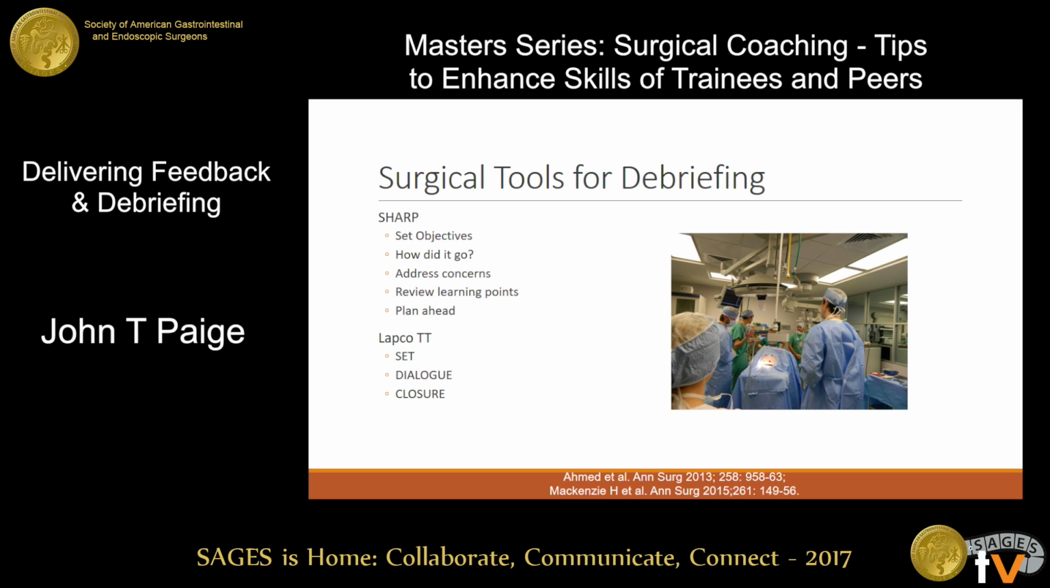So there are some tools out there, surgical tools that we can use in surgery for debriefing. And there are two in the literature that I'll refer you to. One is the SHARP tool, which is an acronym. It's basically a way to do a quick, targeted debrief after an event, after an OR case, where you've already set the objectives and then you ask how it went. You're trying to get their feelings out so they can decompress a little bit. And then you address concerns, which is the what went well, what could have been better. You hit the learning points you want to, and then you plan ahead, i.e. you give them something to take home.